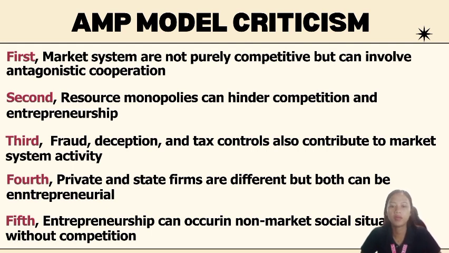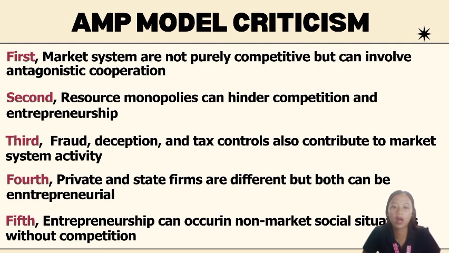The next criticism is that resource monopolists can limit competition and entrepreneurship. So the AMP model assumes a competitive market where firms can freely enter and exit. However, in practice, monopolies or barriers to entry can restrict competition and hinder entrepreneurial activity. So this criticism highlights the model's limitations in addressing challenges posed by monopolistic market structures.